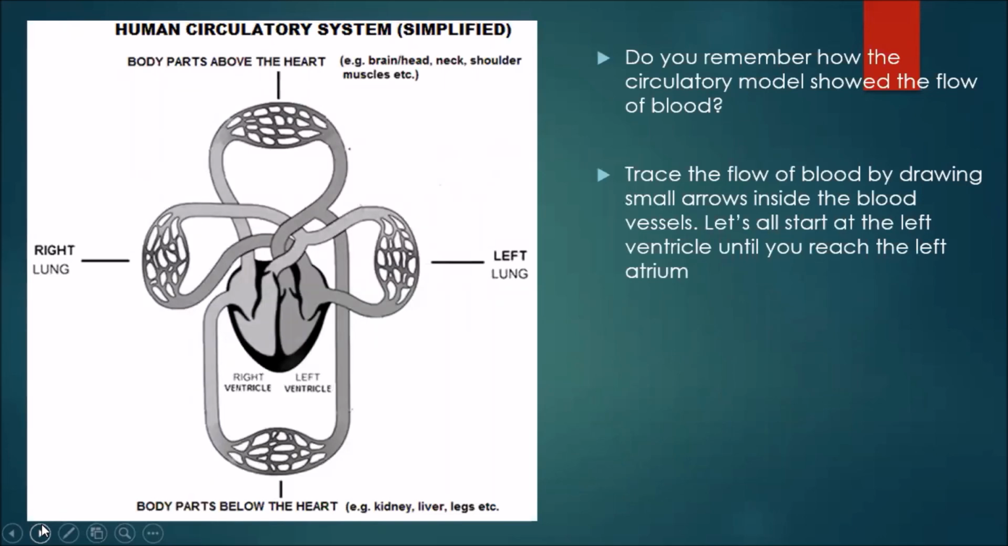Now this time, let's go to this diagram of the human circulatory system. Using your flow diagram, try now to trace the flow of blood by drawing small arrows inside the blood vessels. Let's all start at the left ventricle until you reach the left atrium. You can download the worksheet for this task.